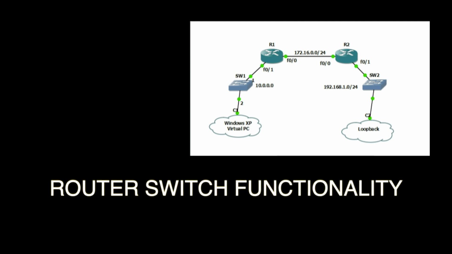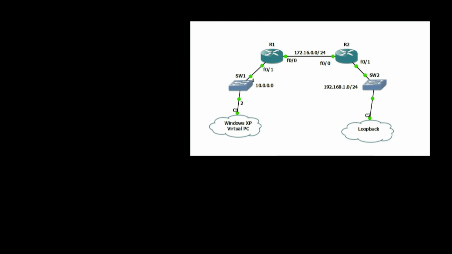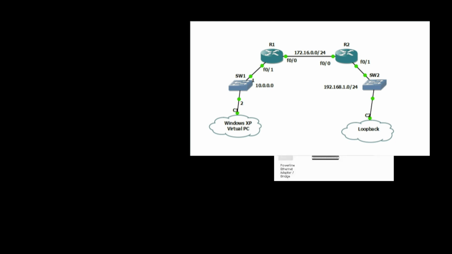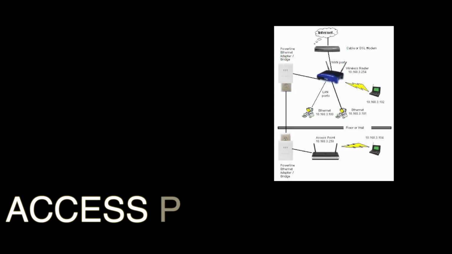Switch functionality. A network switch is a network hardware that connects devices on a computer network by using packet switches to receive and forward data to the destination device. A network switch is a multi-port network bridge that uses MAC addresses to forward data at the data link layer of the OSI model.